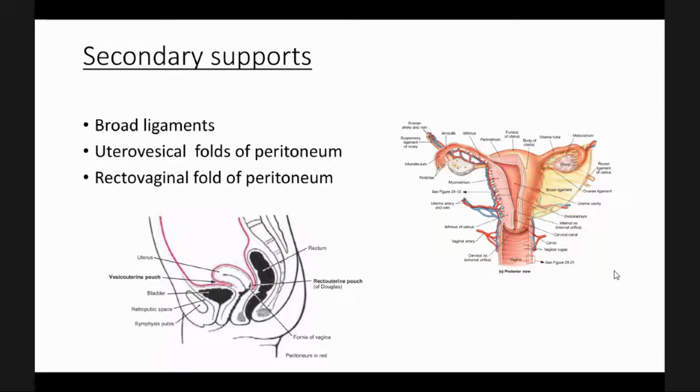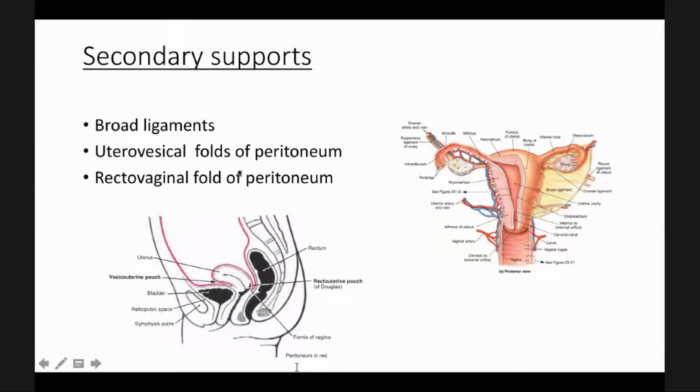Provided by the primary supports. Besides that, there are also secondary supports. They are just the ligaments attached to the uterus, and even though they don't provide primary support, they are the structures attached along the uterus. Okay, those are the broad ligament.